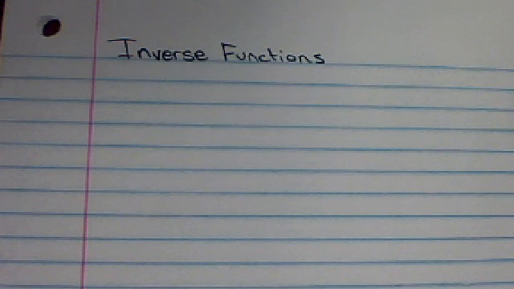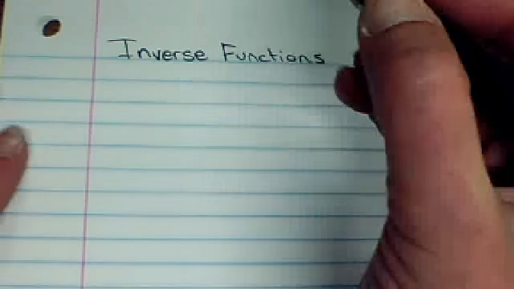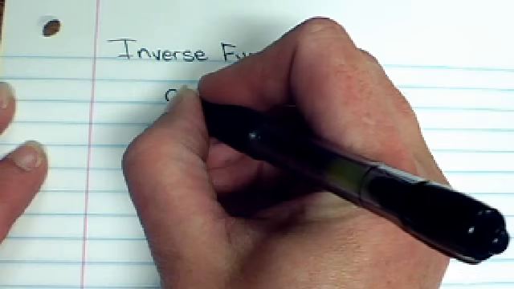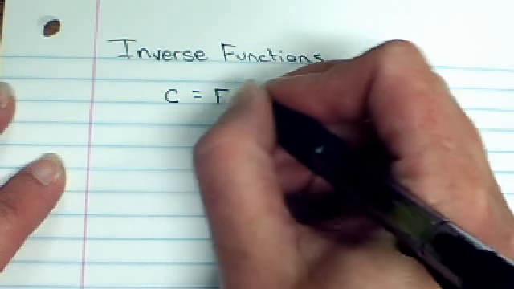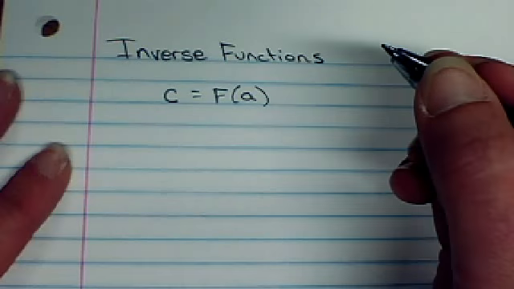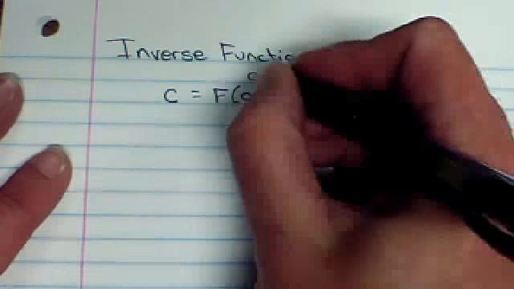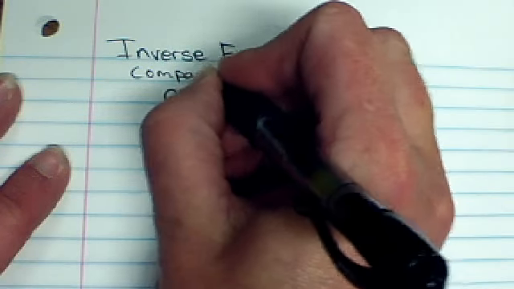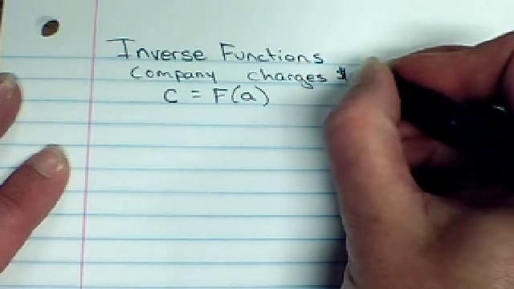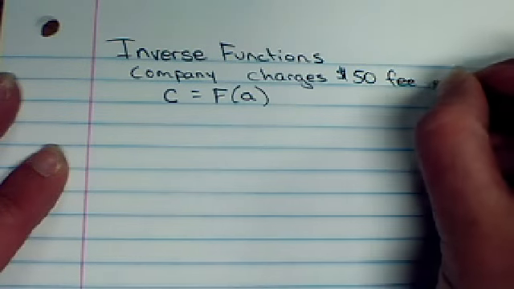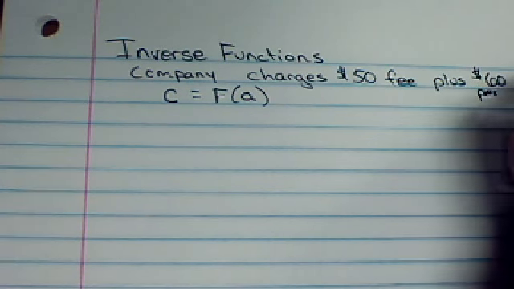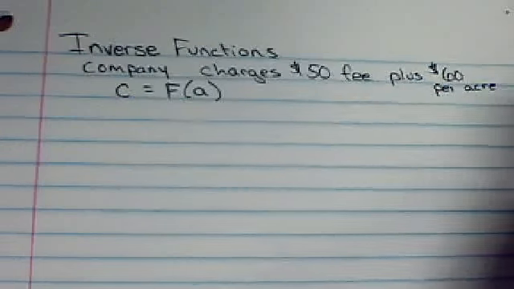So we're going to start off, and this is a landscaping situation. There's a landscaping business that uses the function C, which is really a function with an input of A, where the company charges a $50 fee plus $60 per acre. We should start at the beginning. That's always a good place to start.